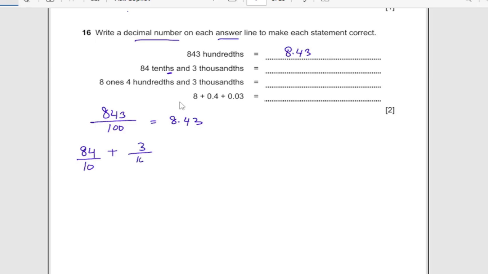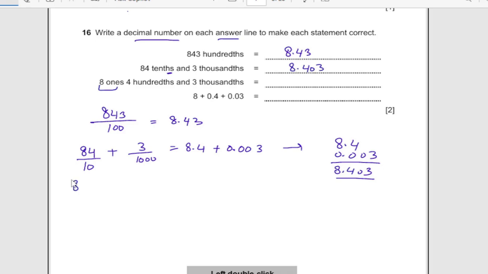Then next is 3000s. 3000s means this, right? So this is 8.4 plus 0.003. Okay, so to add this, 8.4 and 0.003, this is 8.403. So 8.403.